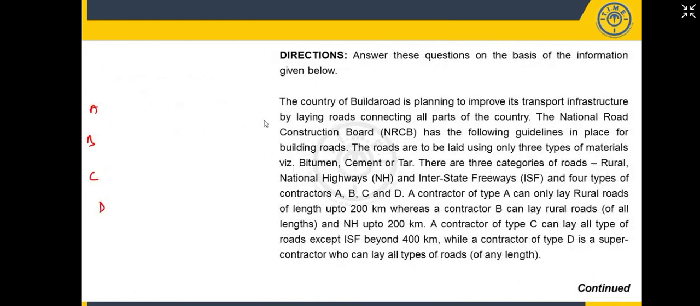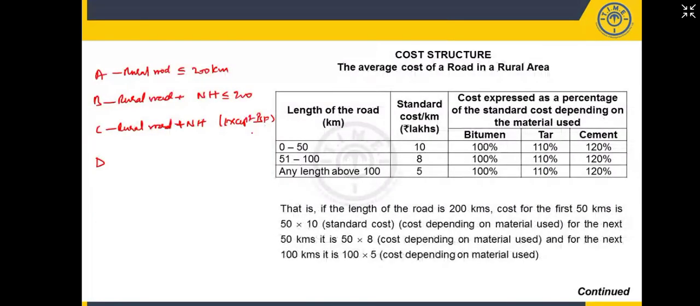Contractor C can lay all types of roads, with ISF only up to 400. One second. A contractor of type C lays all types of roads, except ISF beyond 400. That means his limit for ISF is less than or equal to 400. Up to 400 is the limit.